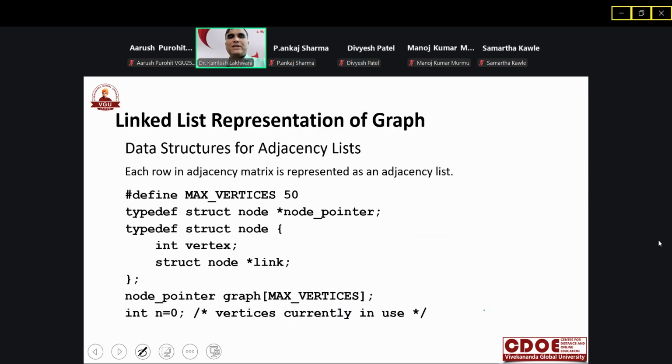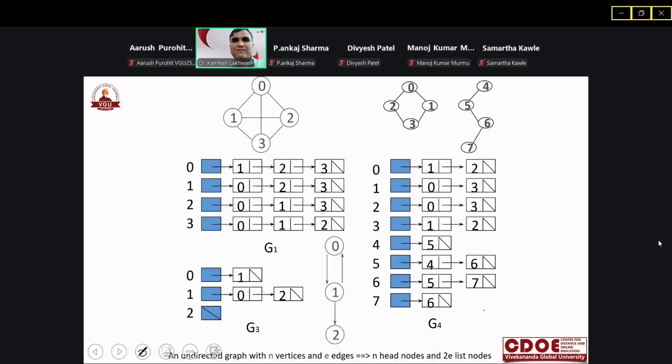Now another one is the linked list representation of graph. So like we can represent a graph with the help of 2D array, or you can say matrix. Similarly, the graph can be represented into the memory with the help of linked list data structure. Just have a look.